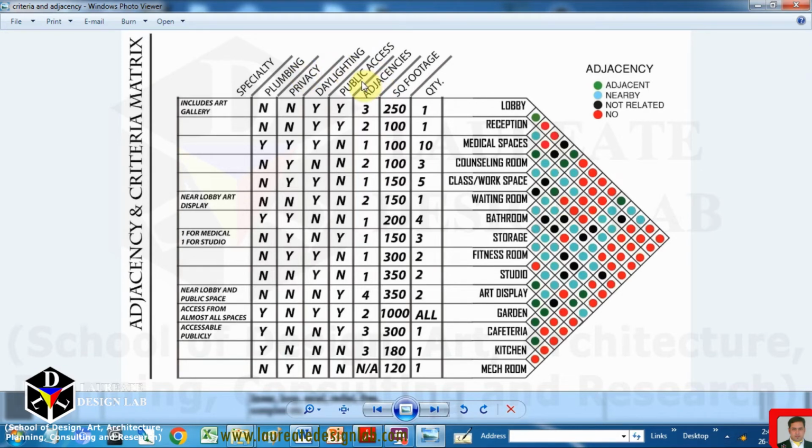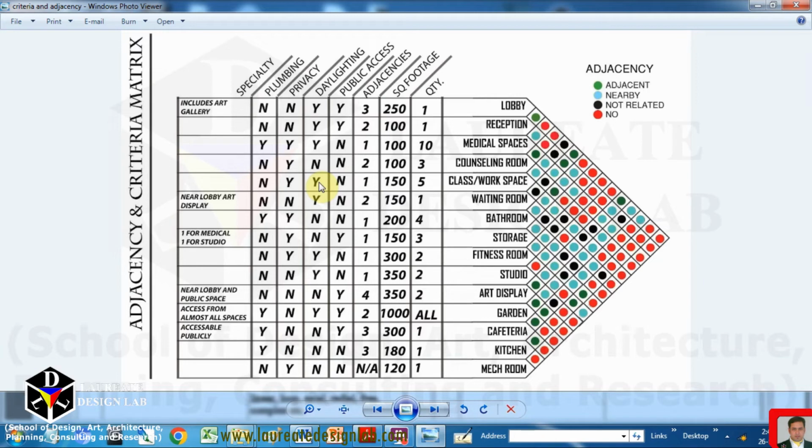You can have your own sets of criteria. You can list a number of criteria based on which you can write yes, no, yes, no. Reception, do we need public access? Yes. In counseling room, do we need public access? No. In cafeteria, do we need plumbing? Yes, we need that. Privacy we need in the criteria? No. So these criteria you can have.